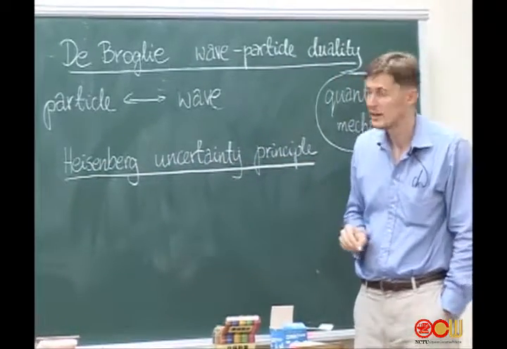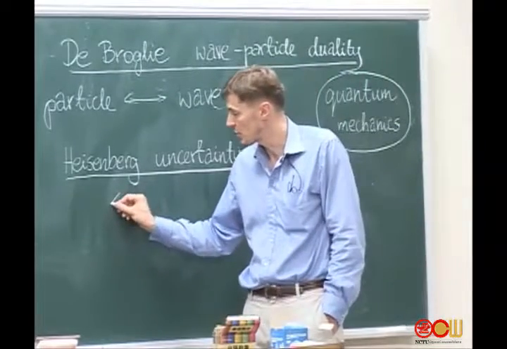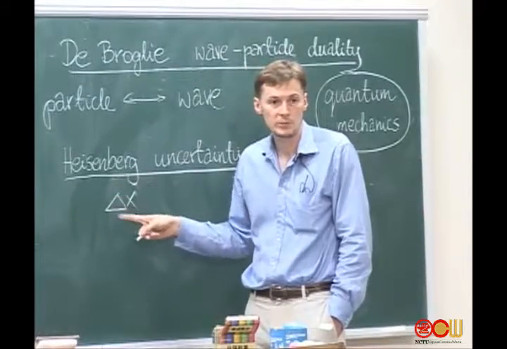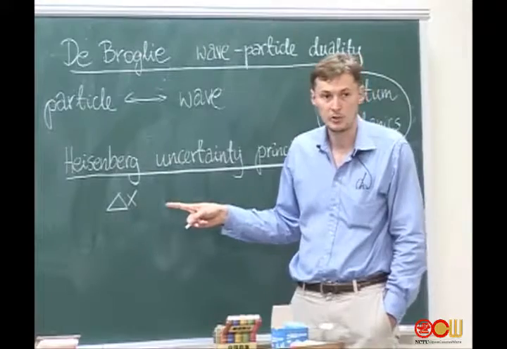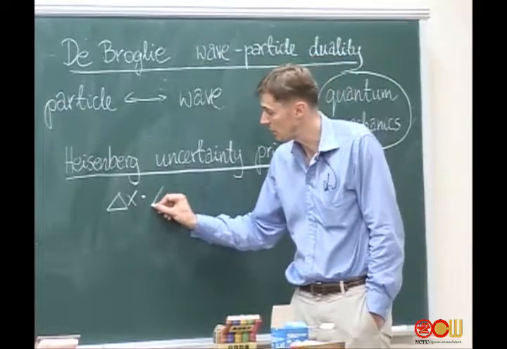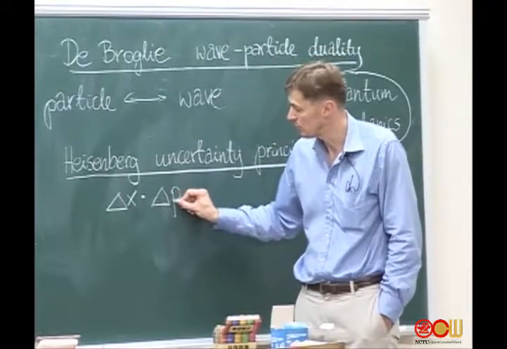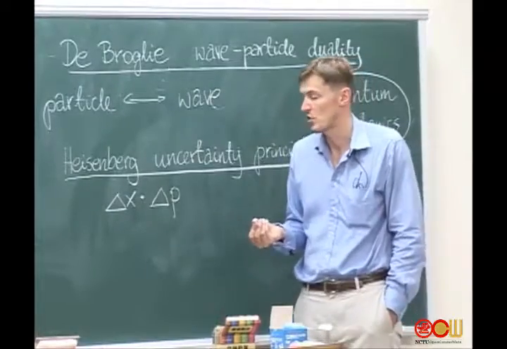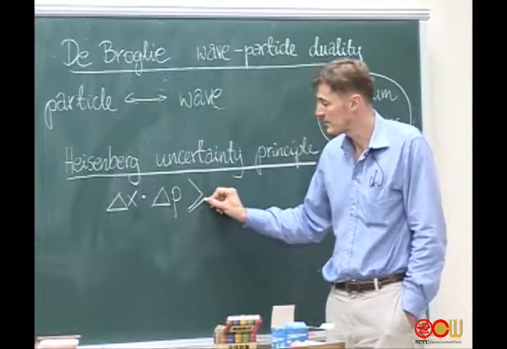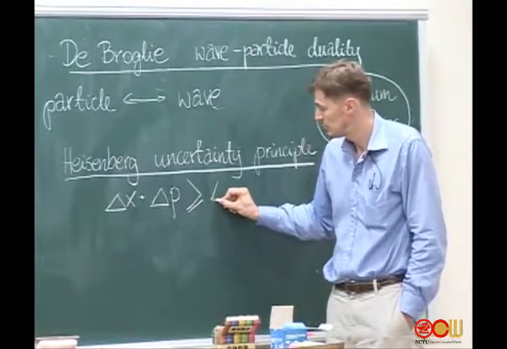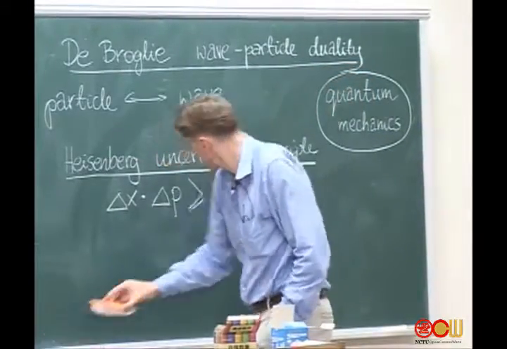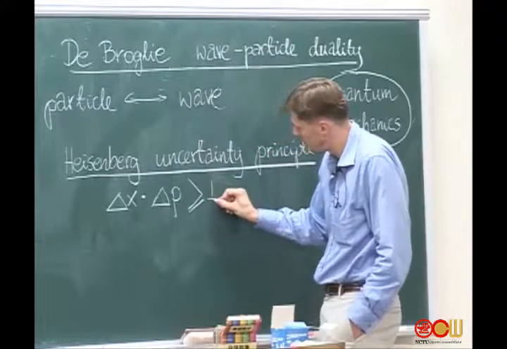And this Heisenberg uncertainty principle says that if you have any object and you measure position, you are making some error. This is the error in measuring position of the object. And if you multiply the error in measuring position by the error in measuring the momentum of this object, so in other words, in measuring the speed of this object, this product will always be larger than or equal to h over 2, 1 over 2.